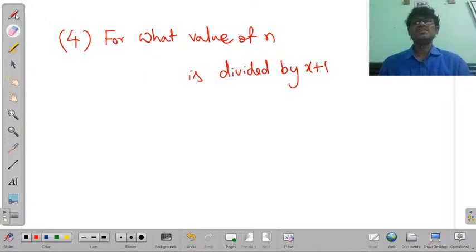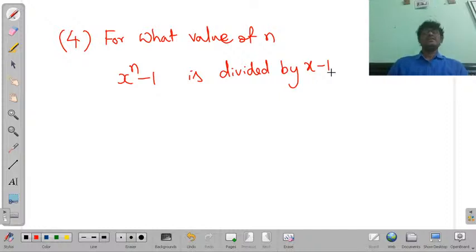Let me change this one. This is x power n minus 1 and then this is x minus 1. Now you say for what value of n x power n minus 1 is divided by x minus 1?